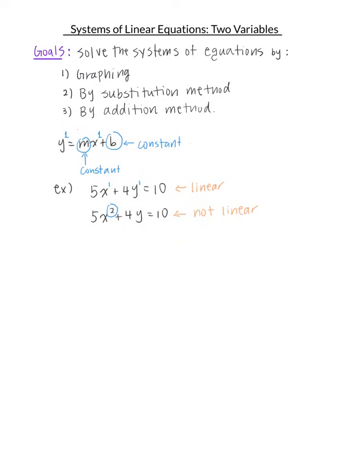Now, let's go with the words here, systems of equations. So what the heck is a system? A system just means that you're given more than one linear equation, and altogether, that's called a system. For example, 5x plus 4y equals 10, that's a linear equation, and negative x plus y equals 5, that's also a linear equation. So together, this is called a system.